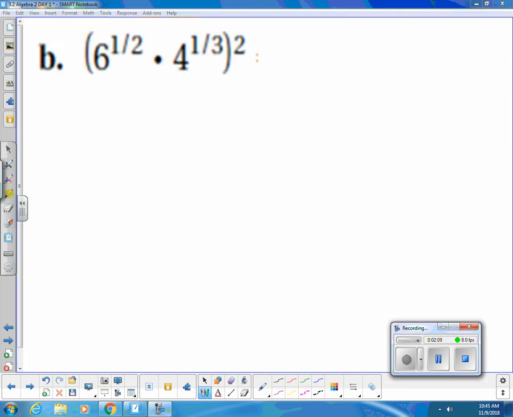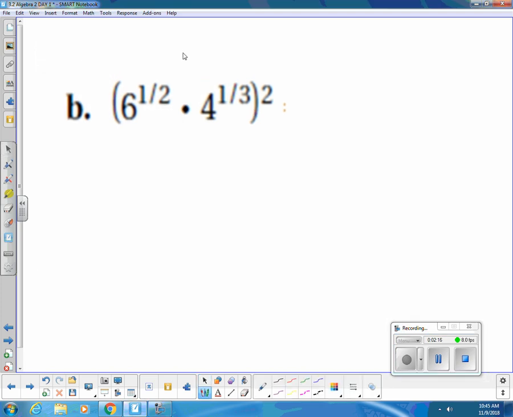Alrighty, we got our next one. What do you guys think we should start doing first on this problem? How should we start this one out? Casey? We should add the fraction exponent. That's a good idea, but the 6 and the 4 are different bases. We can't use that trick.